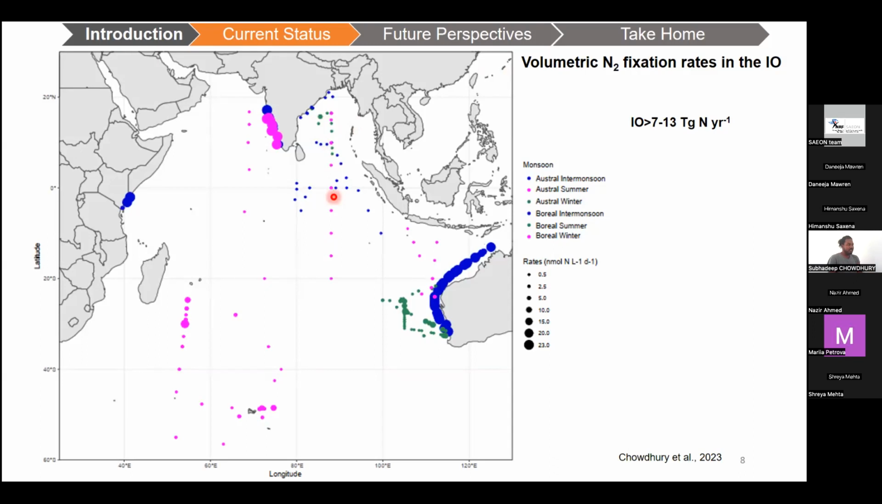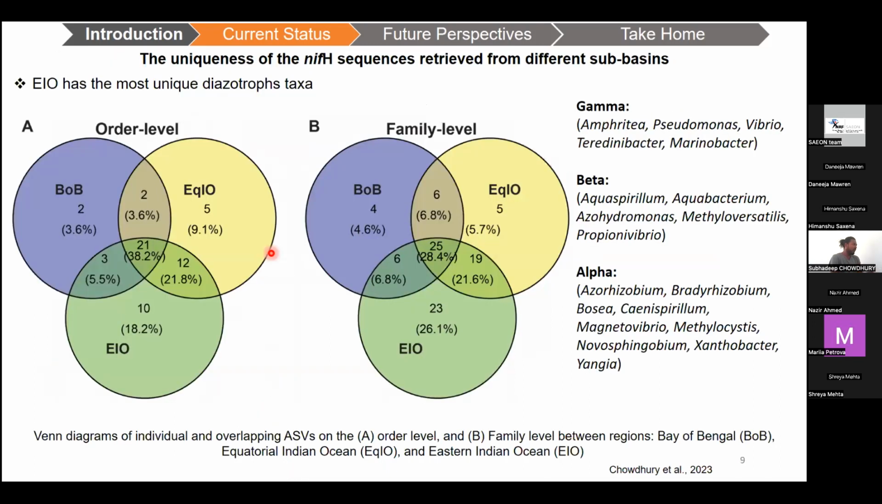Our compilation suggested that the Indian Ocean is contributing 7 to 13 teragrams to the global budget. And this could be higher when we have more coverage from here. You can see the whole portion of the Arabian Sea has missing data points. There are also a lot of other missing places where nitrogen fixation could be explored, and this will help us estimate the global compilations and also the Indian Ocean contributions.